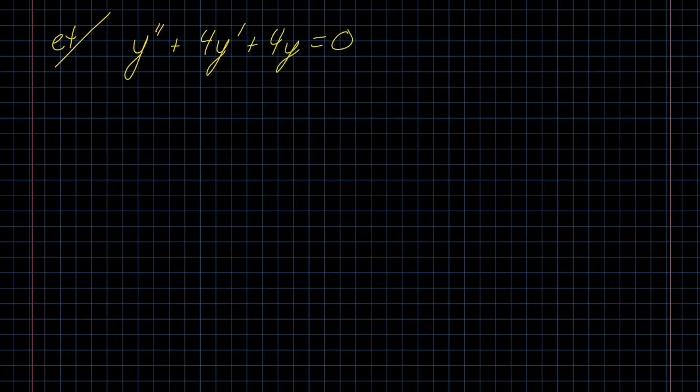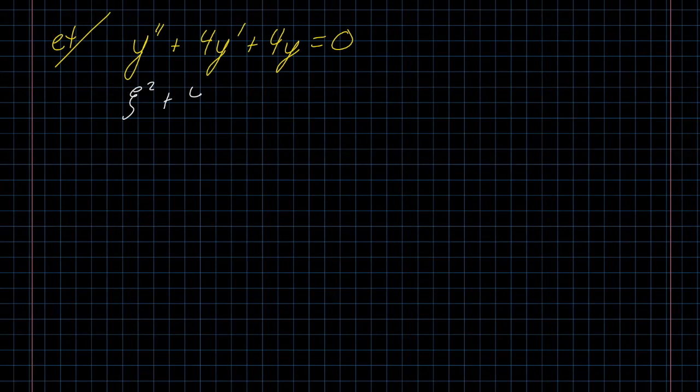I'm going to give us a very simple example. y'' + 4y' + 4y = 0. This is a second order linear homogeneous ordinary differential equation with constant coefficients. So we can solve this using the method of characteristics.